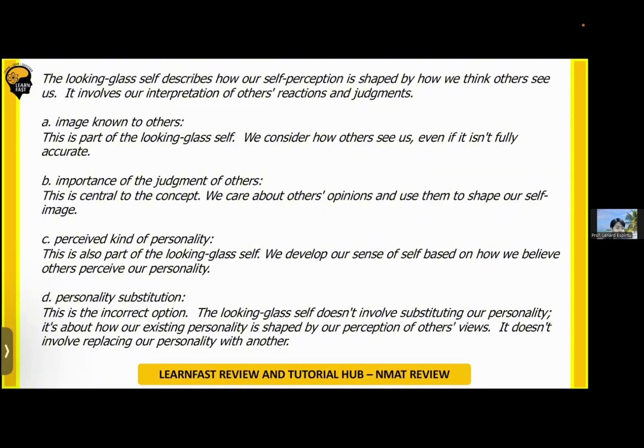And it also involves perceived kind of personality. So we develop our sense of self based on how we believe others perceive our personality. The one thing that isn't part of the looking glass self is the personality substitution. So it doesn't involve substituting our personality. It's about how our existing personality is shaped by our perception of others' views.